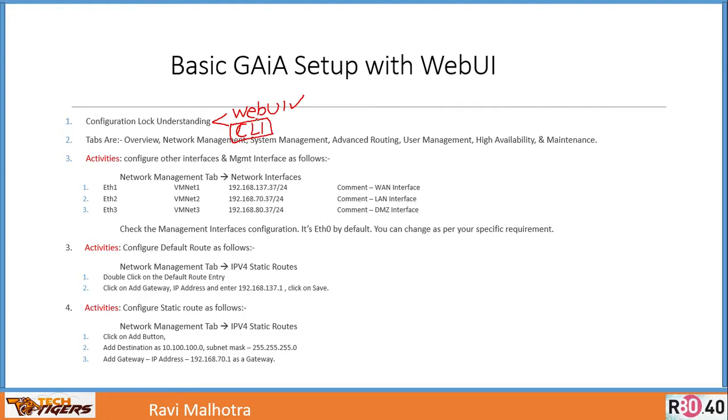That's the first thing. Other thing is that we need to understand what the available tabs are. Overview tab is the important tab. Network management is tab number 2. System management is tab number 3. Advanced routing is tab number 4. User management, high availability, maintenance, right?